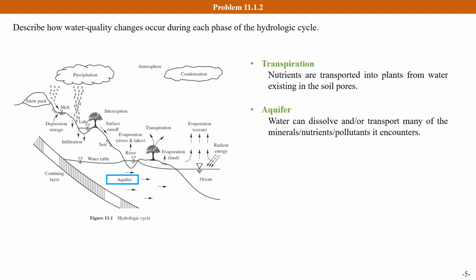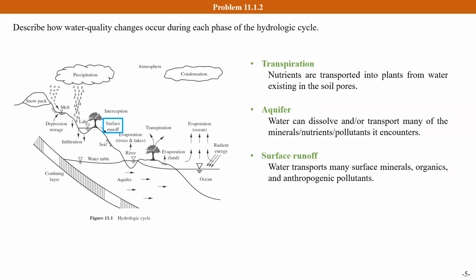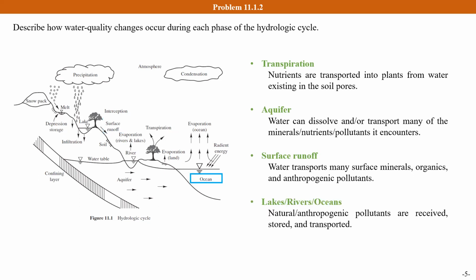For aquifers, water can dissolve or transport many of the minerals or pollutants it encounters. For surface runoff, the water transports many surface minerals, organics, and anthropogenic pollutants. For lakes, oceans, or rivers, the natural or anthropogenic pollutants are received, stored, and transported.